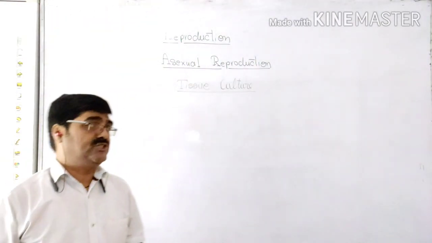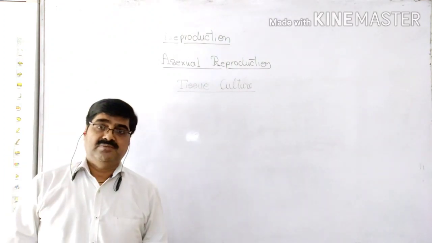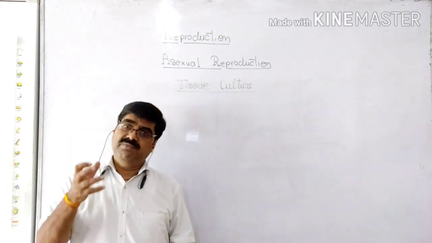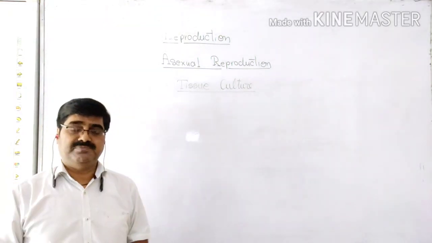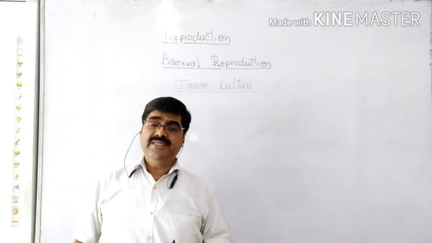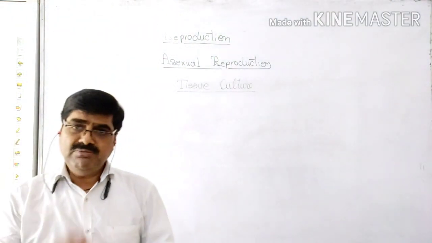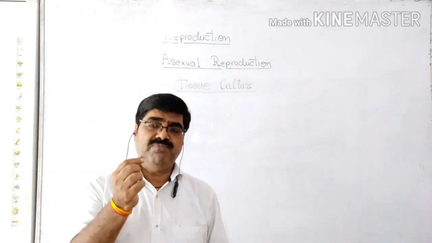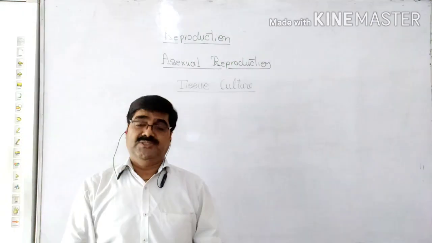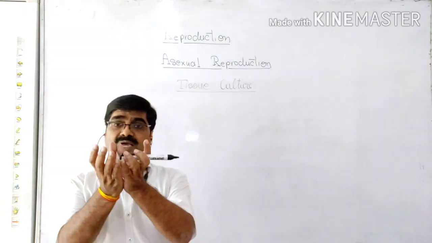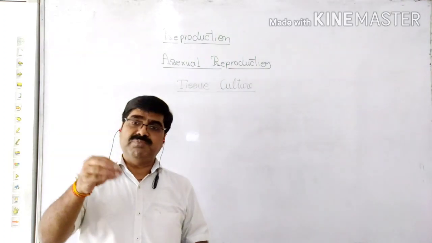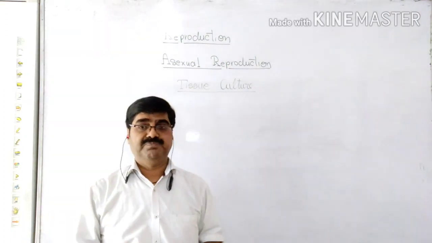Okay, tissue culture. This is the latest and a very advanced technique of reproduction. As is clear from the word, in this method we don't use any part of the plant, we use only some cells or tissues of the plants, and with the help of a small number of tissues we develop different plants.